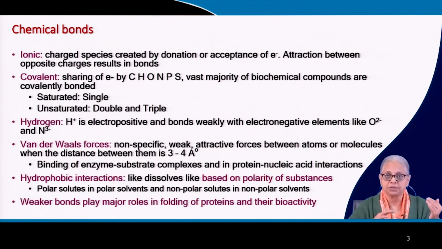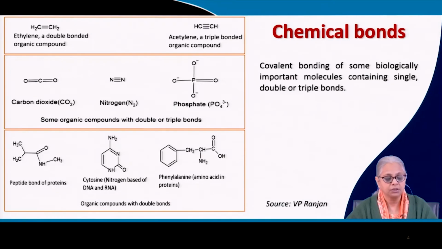Within covalent bonds you have saturated covalent bonds, which means there is a single sharing of electrons, and unsaturated covalent bonds where you have double and triple bonds. Let me go through a few examples. You have ethylene, where you have a double bond between the two carbon atoms, and acetylene, which is a triple bonded organic compound, with a triple bond between the two carbons. In carbon dioxide, you have carbon associated with two oxygen atoms, and both these CO bonds are double bonded. In nitrogen, the two nitrogen atoms are triple bonded, and in phosphate you have phosphorus double bonded to one oxygen and single bonded to the remaining three oxygen atoms.